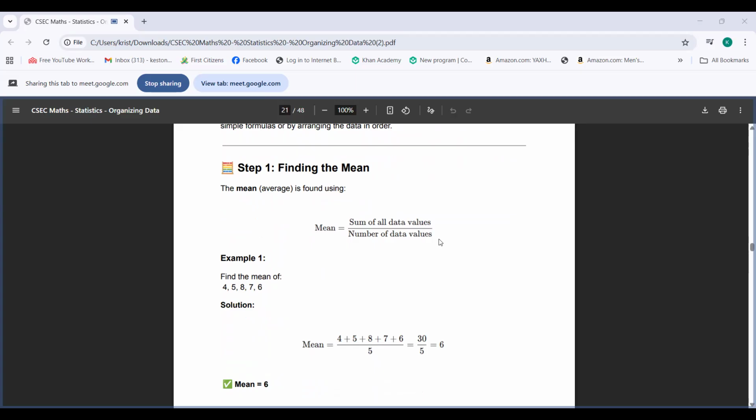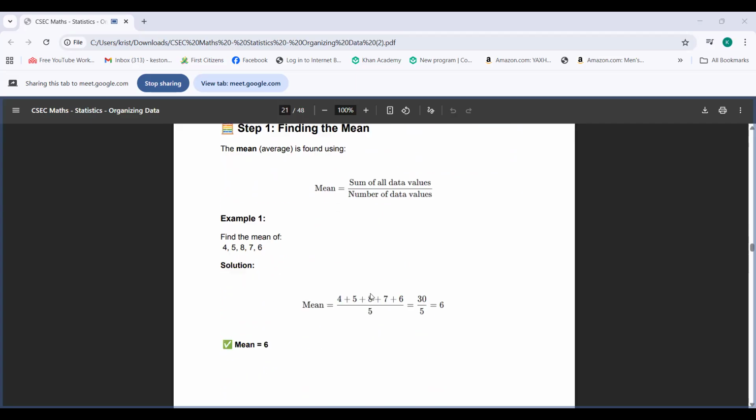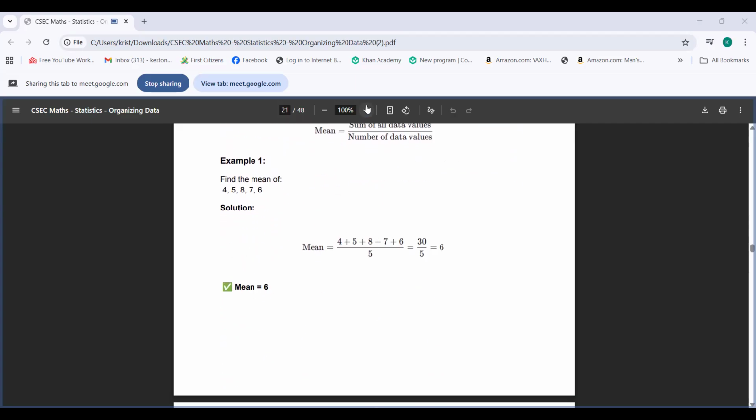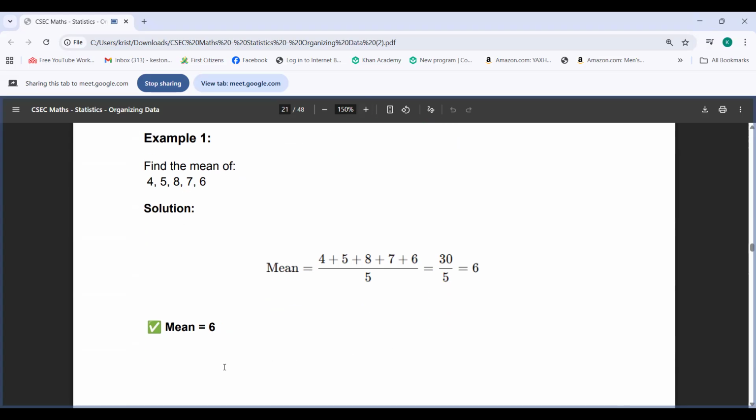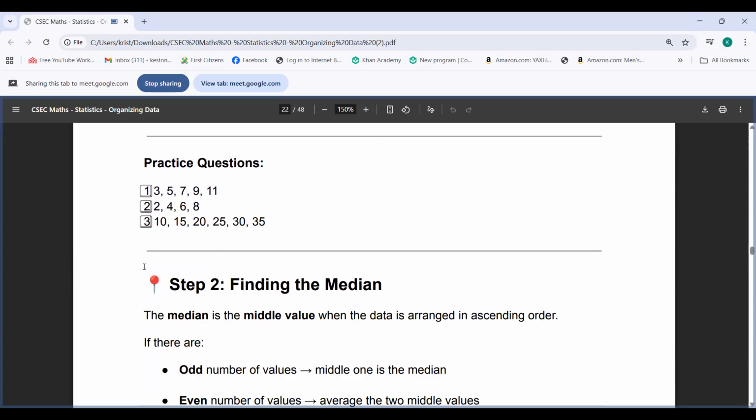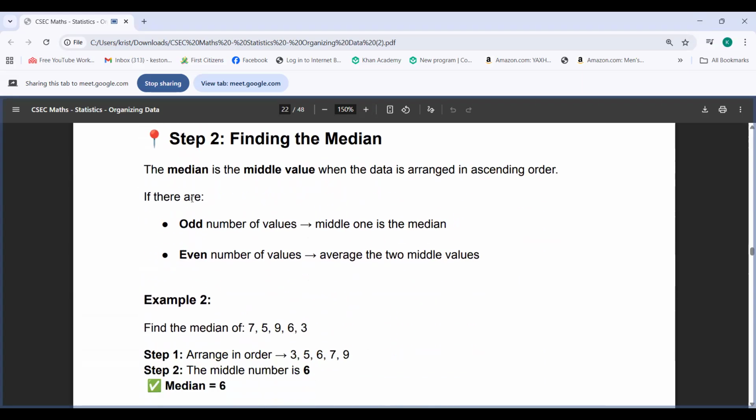So for example, if I need to find the mean of these numbers here, I have the numbers 4, 5, 8, 7, and 6. I will add 4, 5, 8, 7, and 6. That will give me 30. Divide that by the total number of numbers, which is 5. And my mean would be 6. Right? Pretty straightforward. I have some questions here that you could try on your own. In the interest of time, I'm not going to stop for us to do this. This is pretty easy stuff.